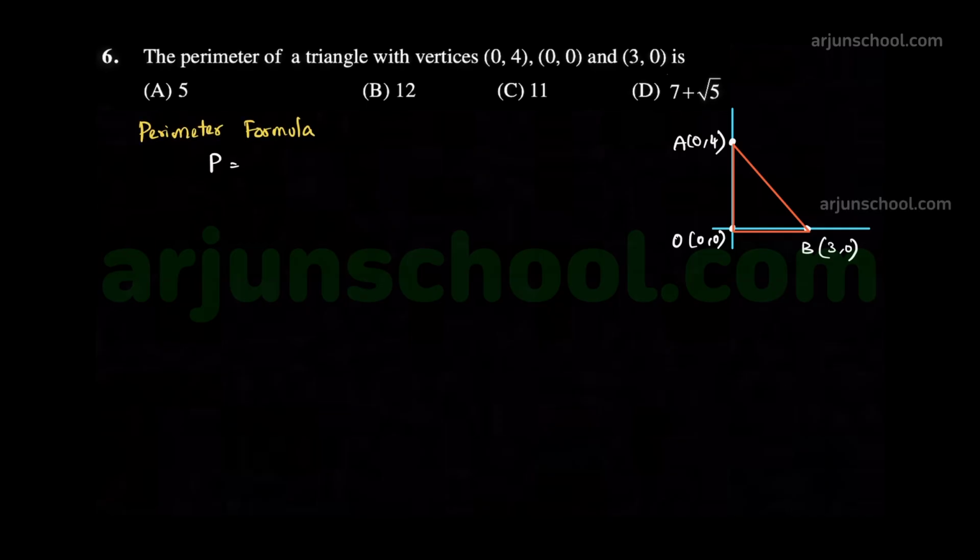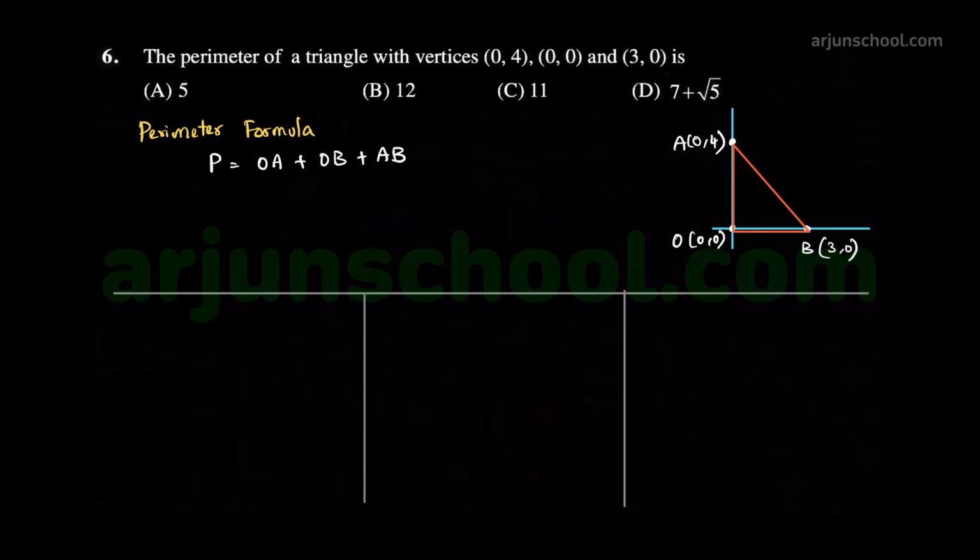What is the perimeter formula? Perimeter P is equal to the length of the side OA plus the length of the side OB plus the length of the side AB. Now let us find the lengths of these 3 sides separately. First let us find the length of the side OA.